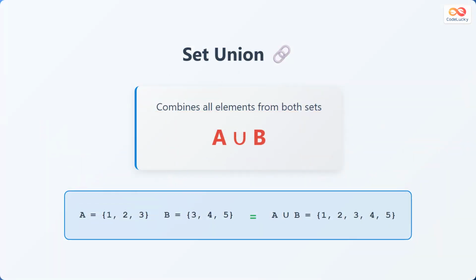The union of sets is an operation that combines all the elements from both sets into a single set. The union of set A and set B, denoted as A union B, includes all the elements that are in A or in B or in both. For example, if A is equal to the set containing 1, 2, and 3, and B is equal to the set containing 3, 4, and 5, then A union B is equal to the set containing 1, 2, 3, 4, and 5.